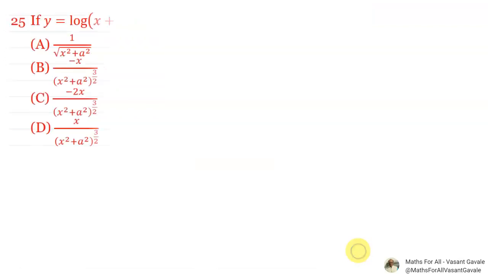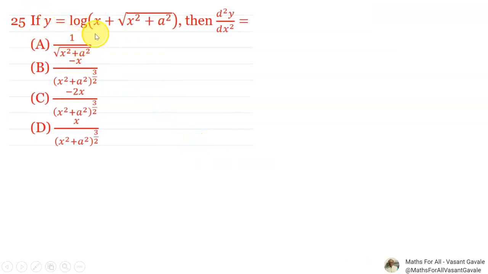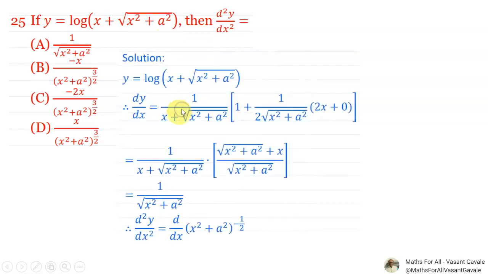Next example: if y is equal to log of (x plus root of x square plus a square), then d2y by dx square is equal to? Normally, dy by dx is equal to 1 upon (x plus root of x square plus a square) into d/dx of (x plus root of x square plus a square). The derivative of x is 1, the derivative of root of x square plus a square is 1 upon 2 times root of x square plus a square, the derivative of x square is 2x, of a square is 0. Again we do the simplification, these two terms will cancel, you will get here 1 upon root of x square plus a square. Next, this is the dy by dx.